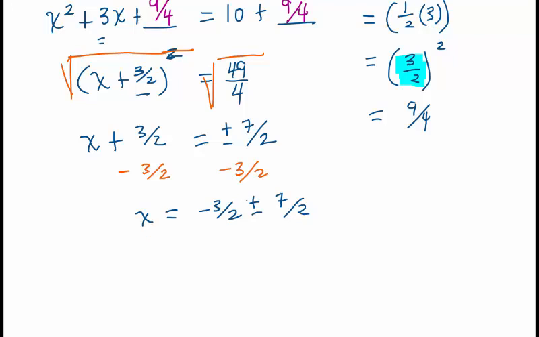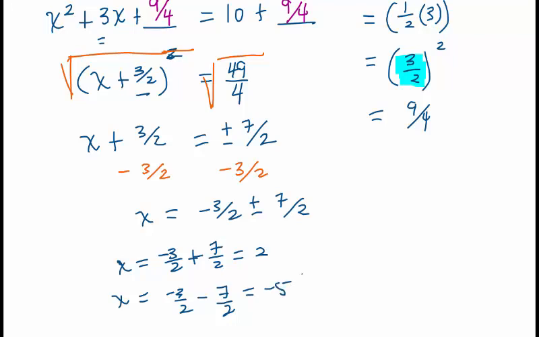For the first answer, we take the positive version: -3/2 plus 7/2. That's -3 plus 7 is 4, and 4 over 2 is 2. The other answer is -3/2 minus 7/2, so that gives us -3 minus 7, or -10, divided by 2, which is -5. And therefore, x is either -5 or 2.